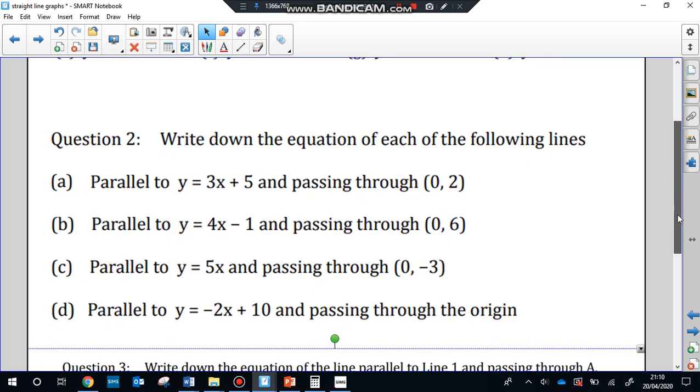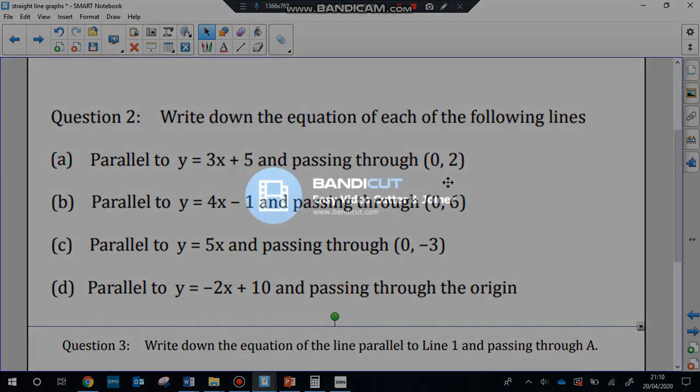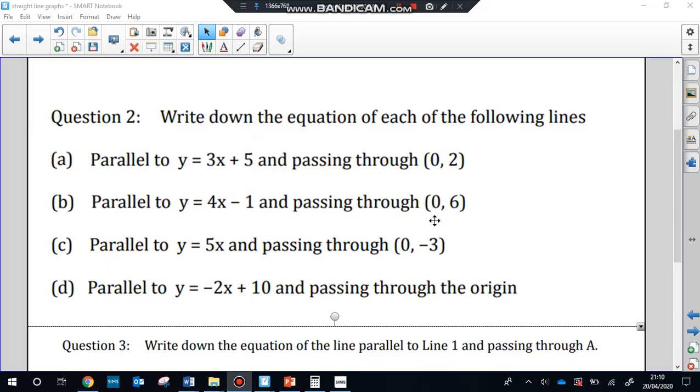Question 2. Write down the equation of each of the following lines. So it has to be parallel to this line here. That tells me the gradient, and it's going through 0, 2. So 0, 2 is the intercept. So you should be able to write out the equation of that line. Similarly with these ones, work out what the gradient is for these two, and then work out the intercept from the equations there.